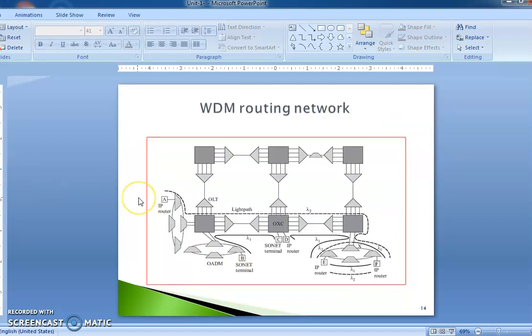So this is one of the wavelength division multiplexing routing networks. We have routers, add-drop multiplexers, line terminals, cross connects, and so on. A number of wavelengths are transmitted.